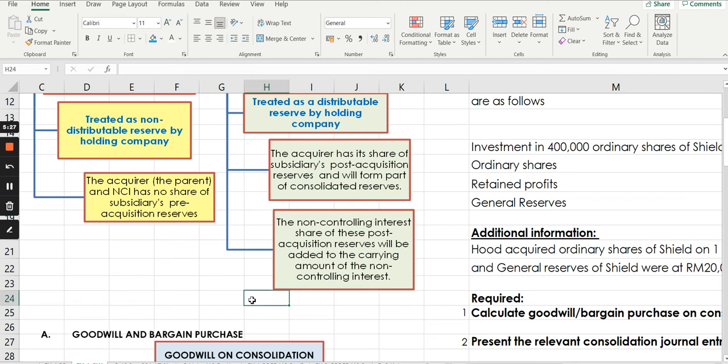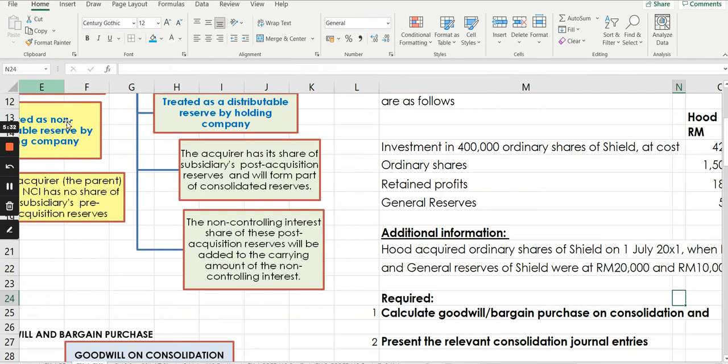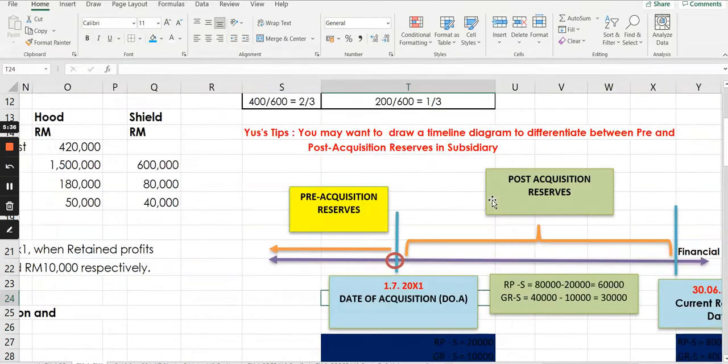So let us look at what you have here, and I will go into this concept by applying the situation in this question.